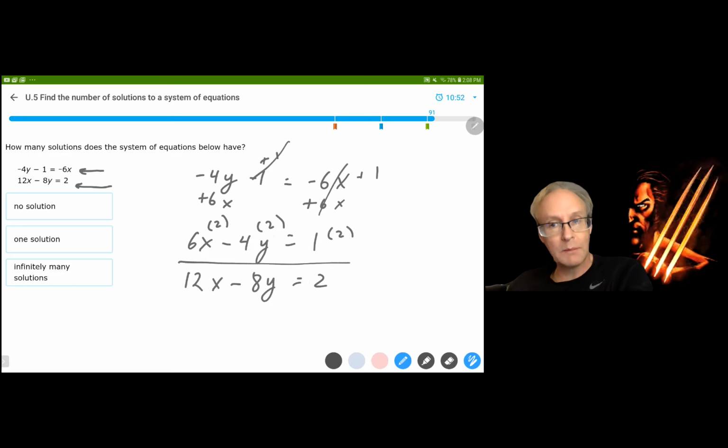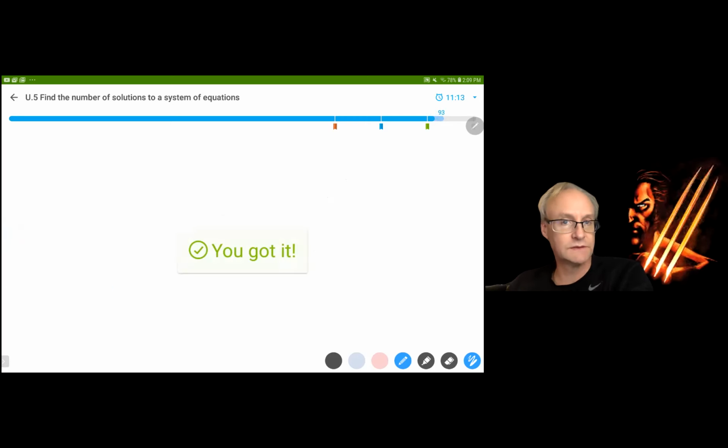This is called a row operation. I multiplied the entire equation by 2. Some people like to say, well, I multiplied both sides by 2, but it's better to think of this as multiplying all the terms by 2. And we see that the two equations are exactly the same, which means that they are on top of one another, infinitely many solutions, however you want to think of it.